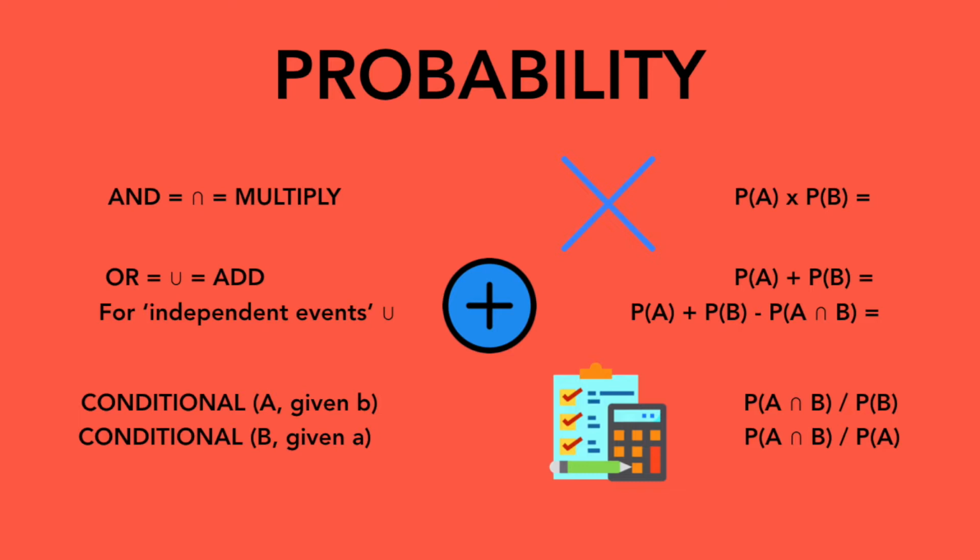When having "or" in an independent event, the probability of both events occurring at the same time must be subtracted from the equation to avoid duplicating the probability. This is not necessary in mutually exclusive events. Finally, conditional probability means the probability of A given B, or the probability of B given A.